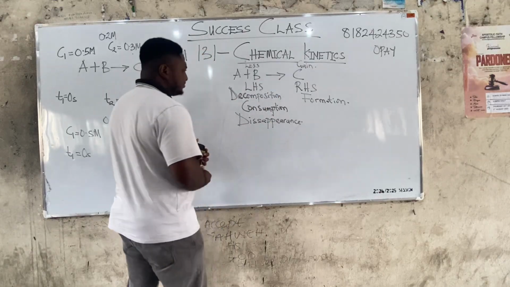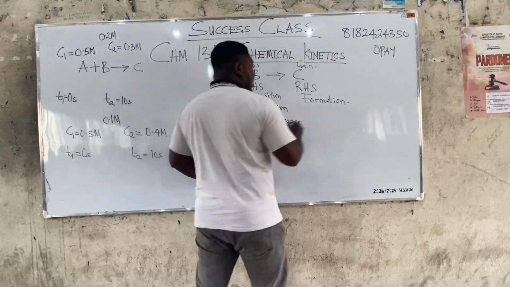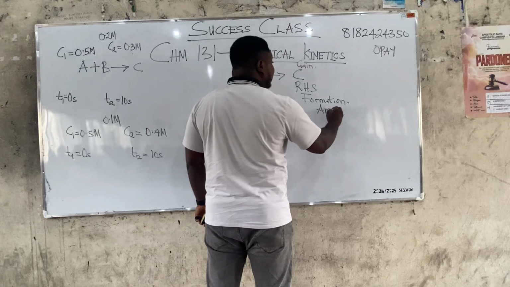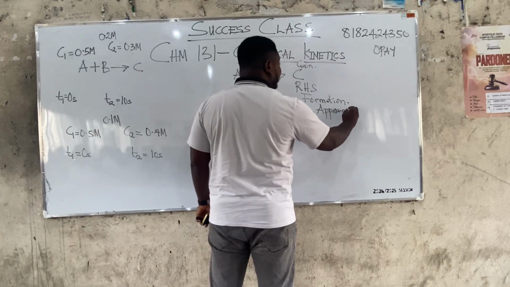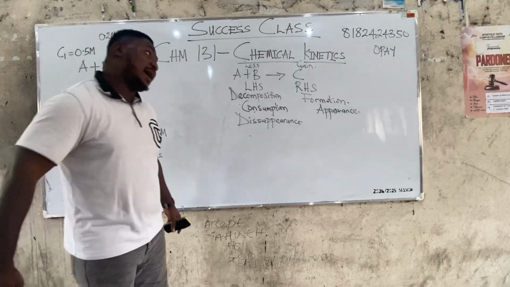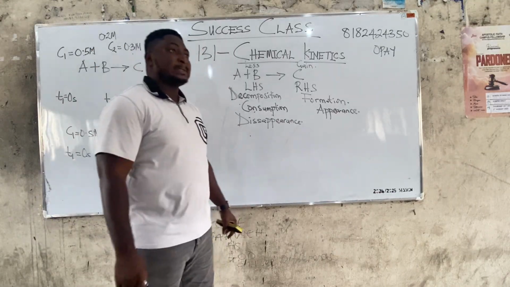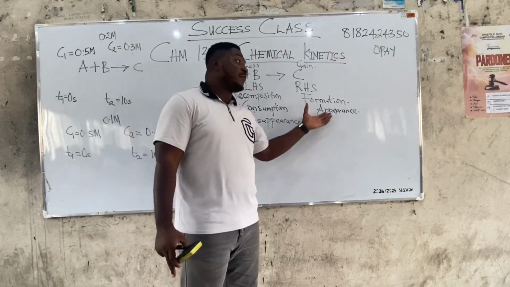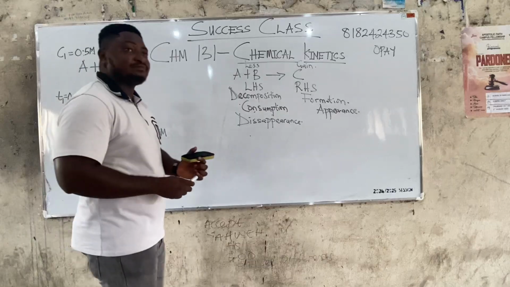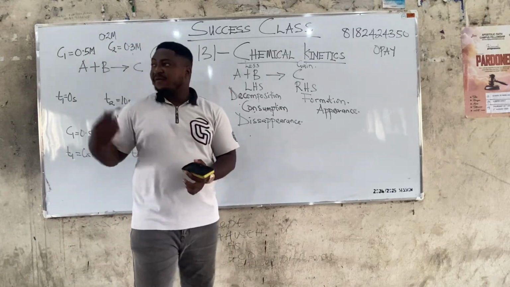Now class, follow me. On the reactant side we have decomposition, consumption, disappearance. On the product side we have formation, we have appearance. So from the product side you can define rate of reaction as rate of formation, rate of appearance. From the product side, rate of formation, rate of what? Appearance.